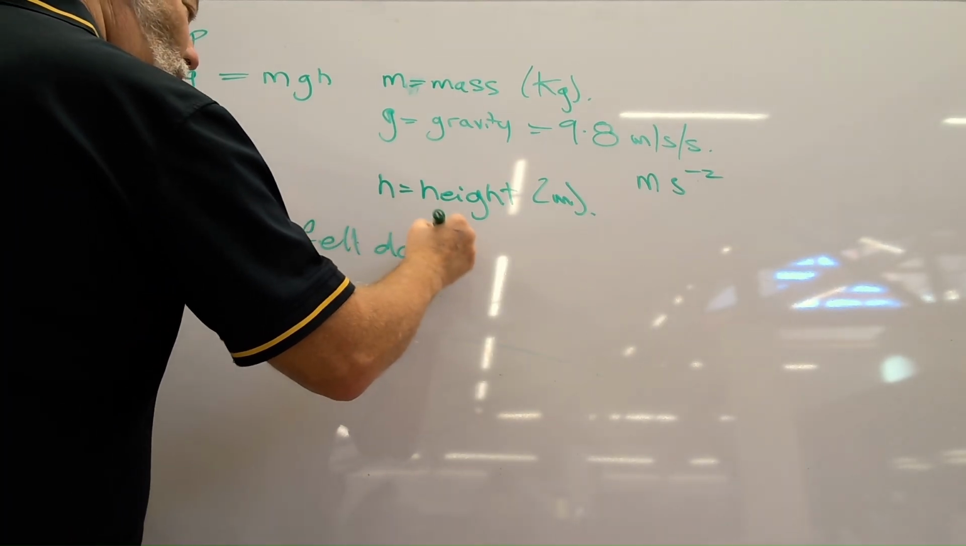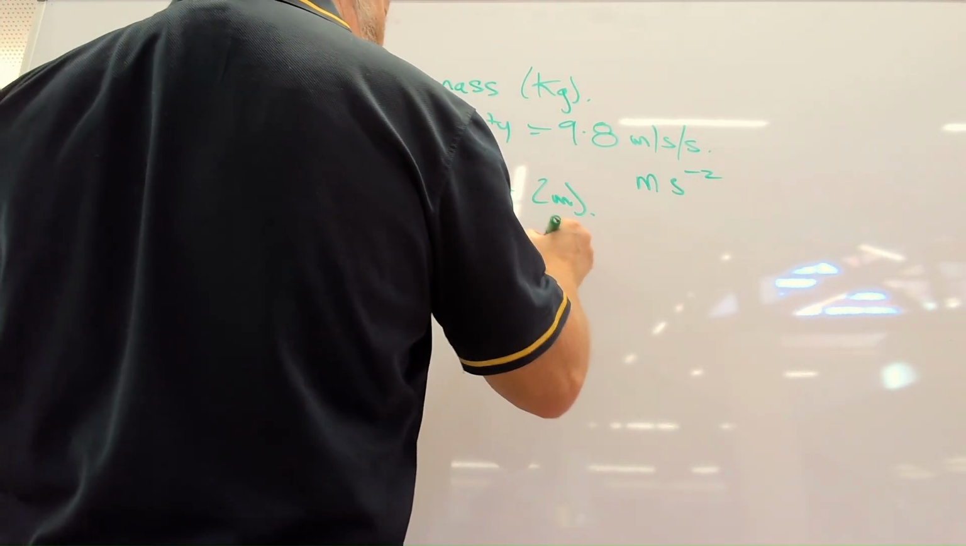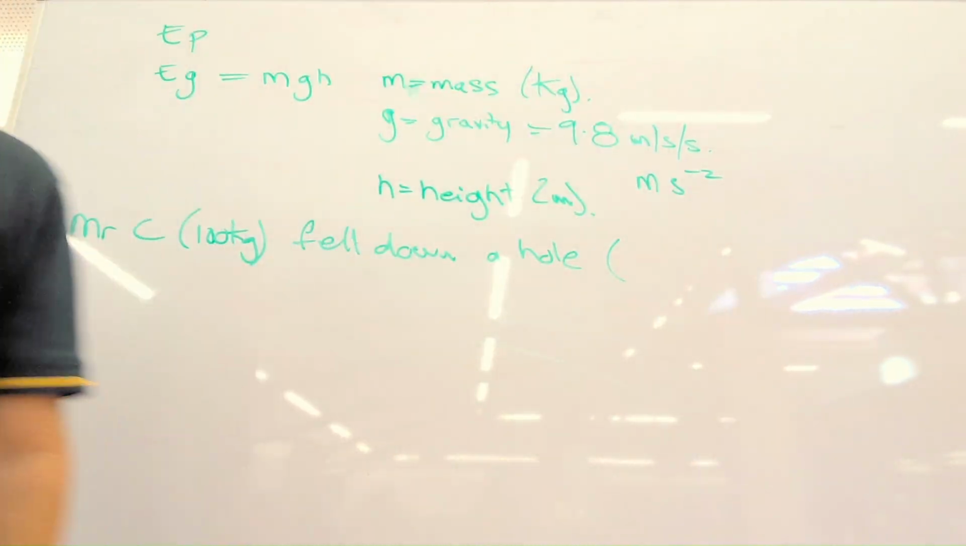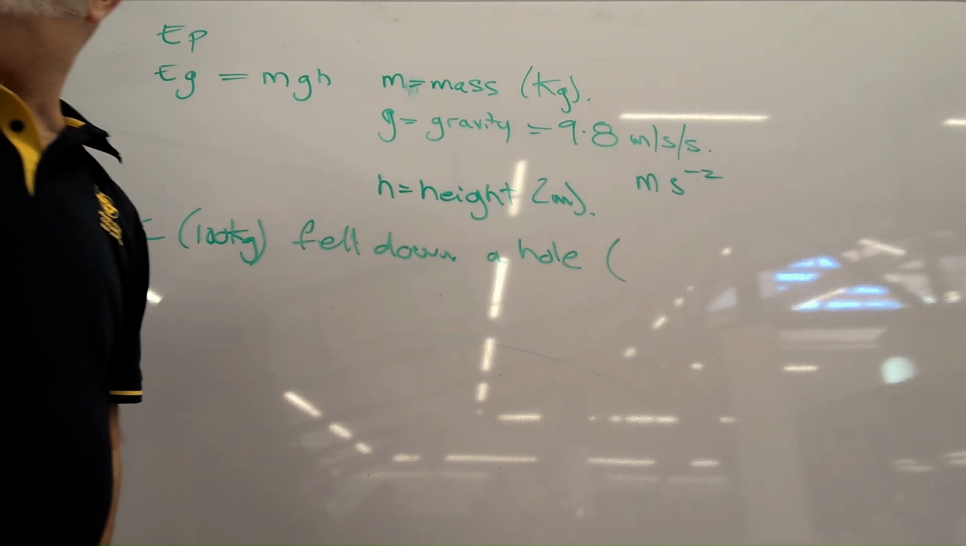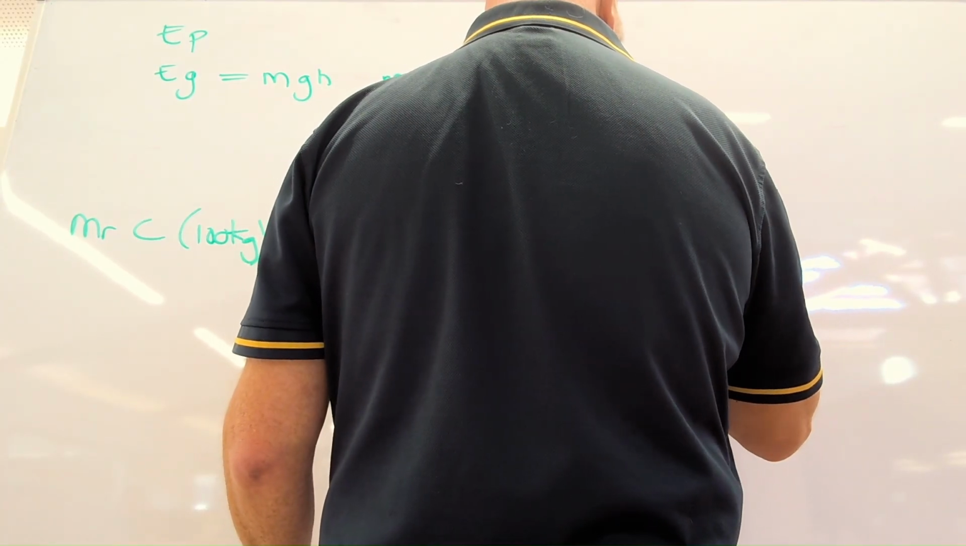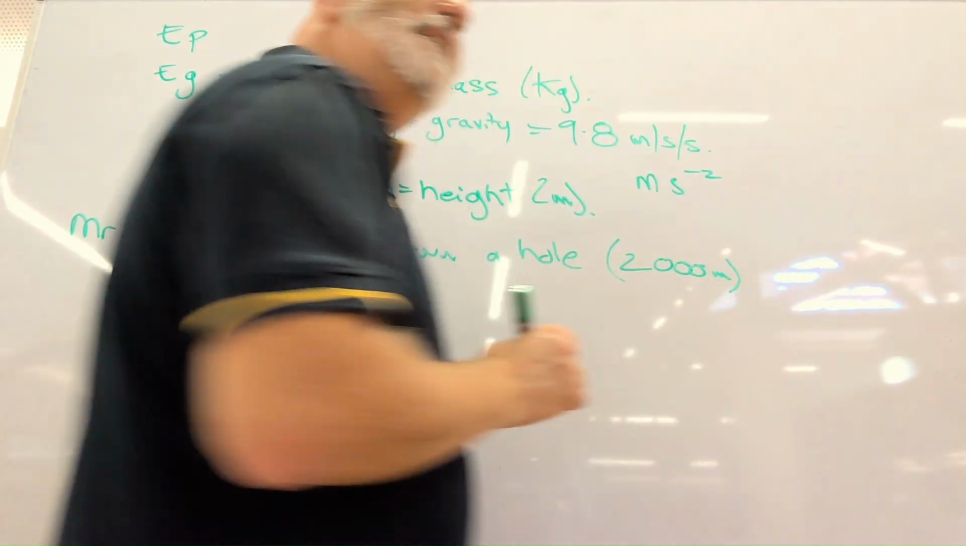Fell down a hole. Down a hole that was... How deep was the hole? 10 meters? What were you going to say? 20. You're going to say 20 meters. I'm going to fall down a 20-meter hole. She said 2,000 meters. Ouch. Fell down a hole that was 2,000 meters deep.